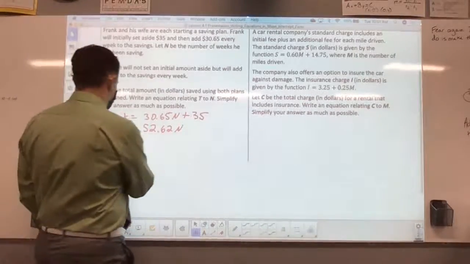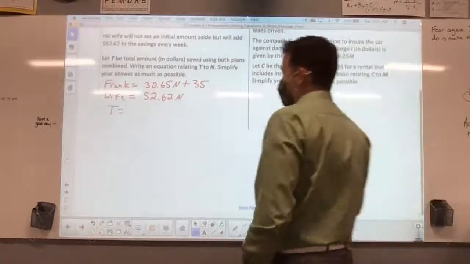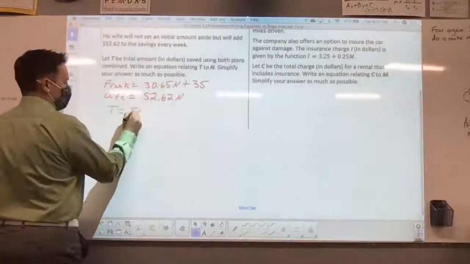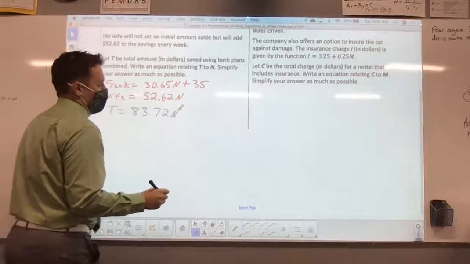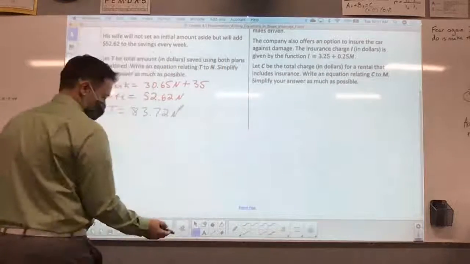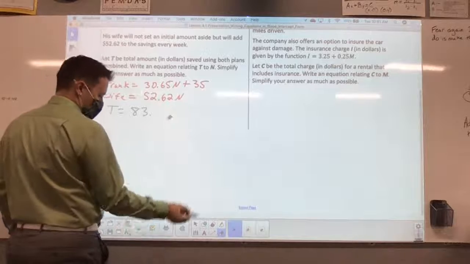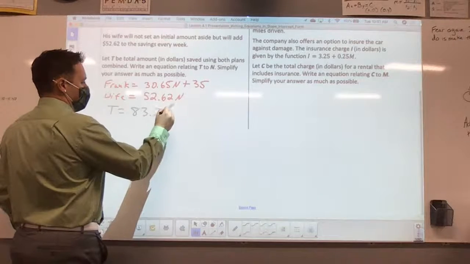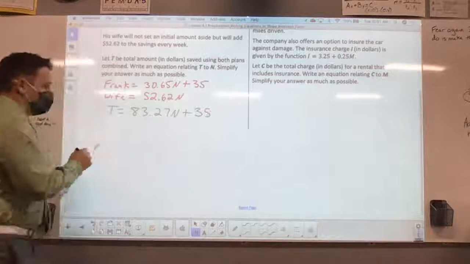So on Alex, you'd have to put T equals, and then you write the equation out as $83.72. And wait, is that right? Nope, wrote it down, 83.27. Sorry. I'm like, that doesn't add up. 83.27 plus 35.